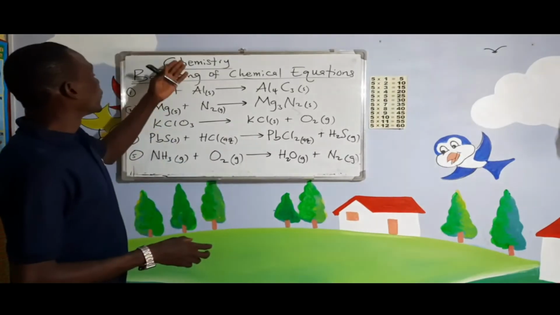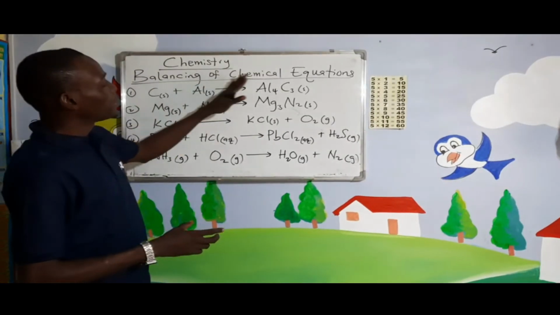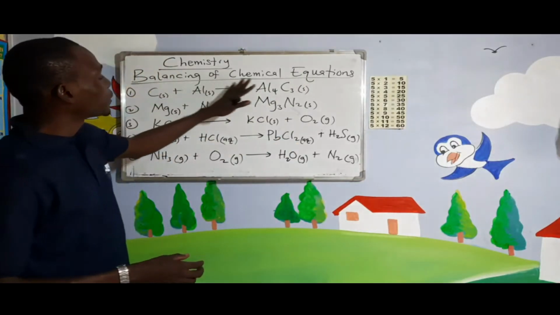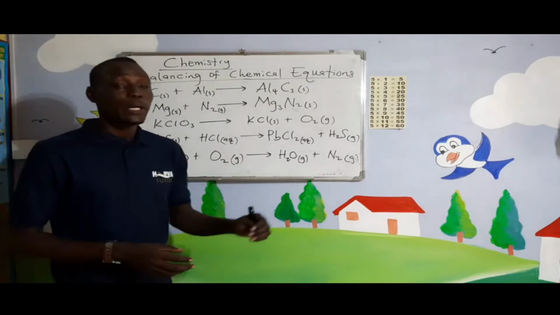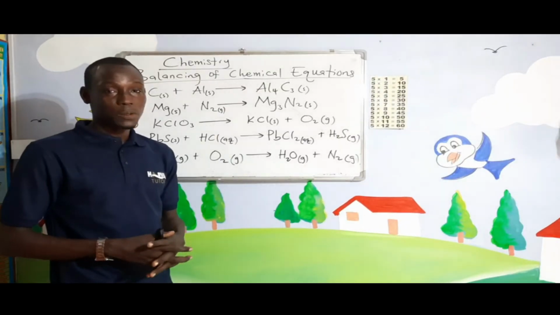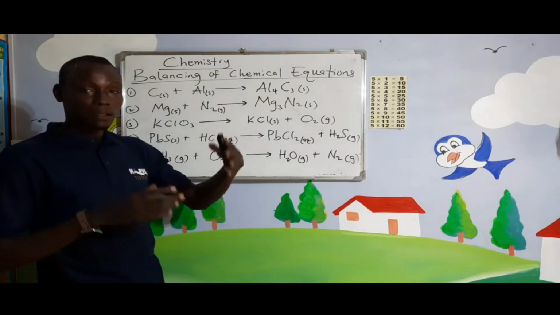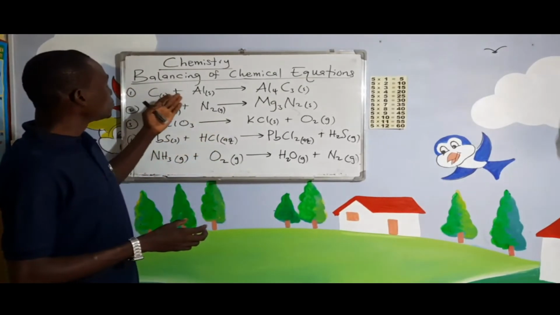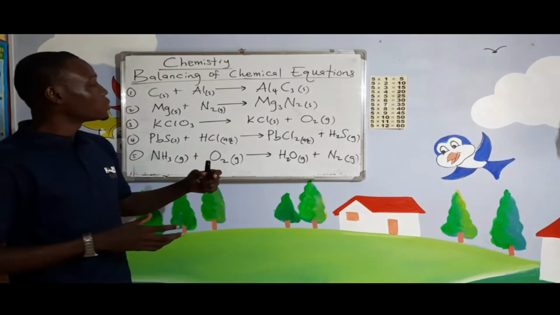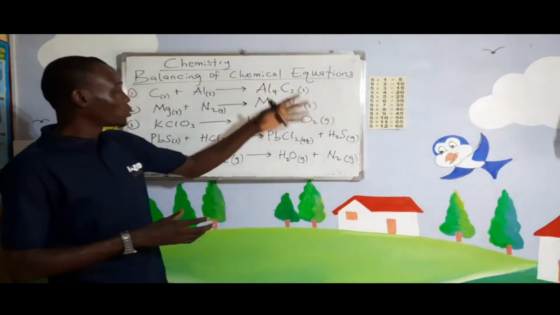Today we are looking at chemistry, and our topic is balancing of chemical equations. Now, a chemical equation is a representation of a chemical reaction using the symbols of elements and the formulae of compounds. So in chemistry, we have a way of representing chemical reactions using chemical equations.